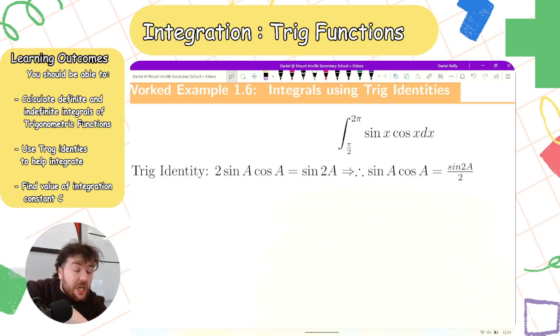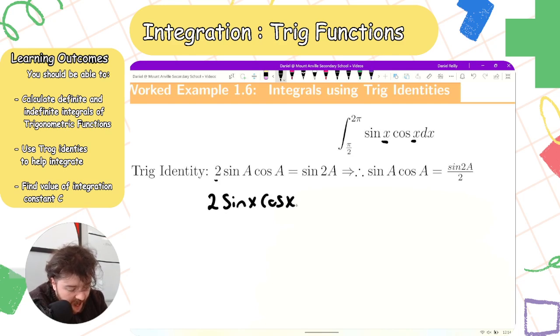These are in your log tables. I'm looking to change the product to a sum. When I was looking through the tables, I saw this one: 2 sine A cosine A is equal to sine 2A. That helps because these two are the same angle. So 2 sine x cosine x is equal to sine 2x.